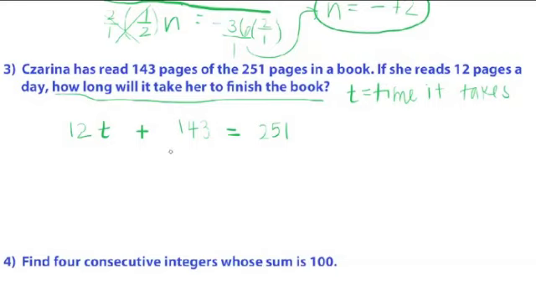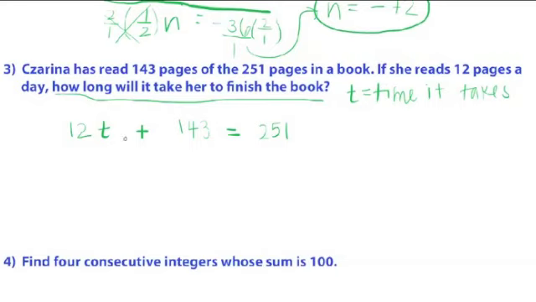Okay, one more time. So we have this 12 and the t together because we know she's read 12 pages. The time it's taken her is 12 pages a day, and the t is representing our time. So 12t plus 143 equals 251, and the 251 is here because, again, that's the total number of pages in the whole book, and 143 is how many she's already read.